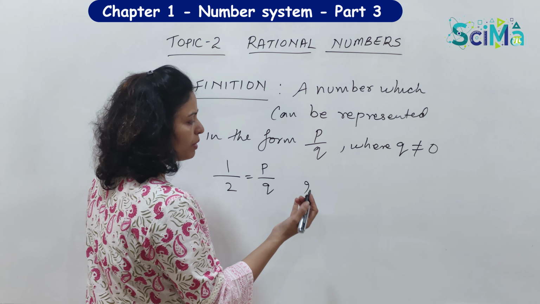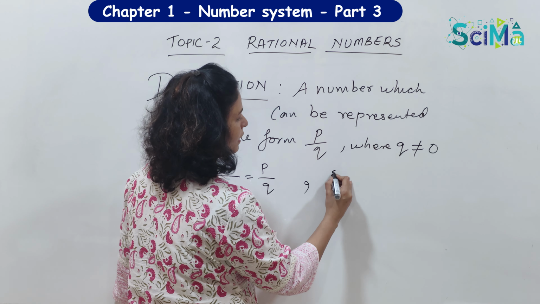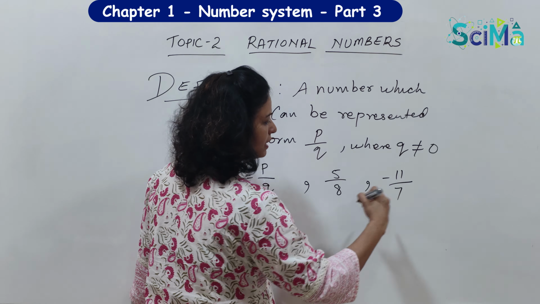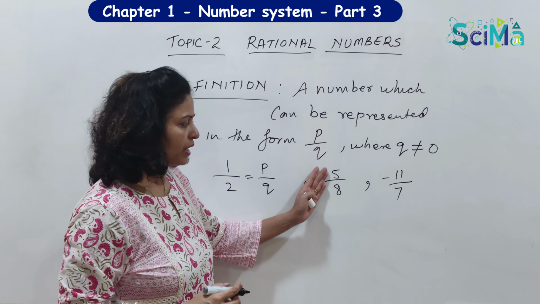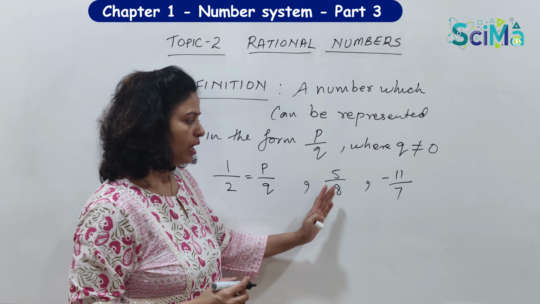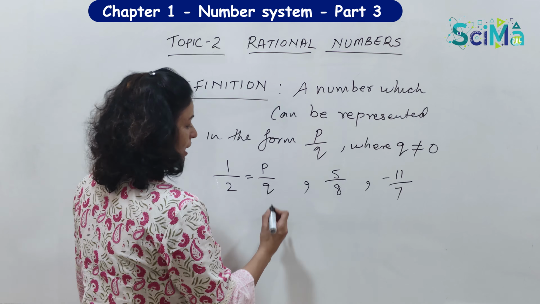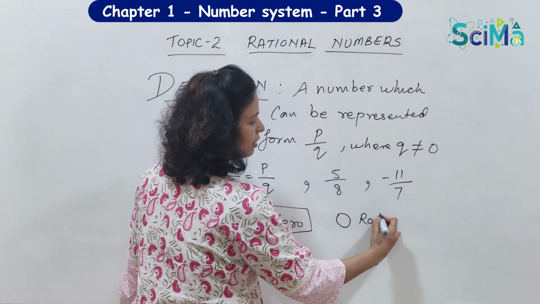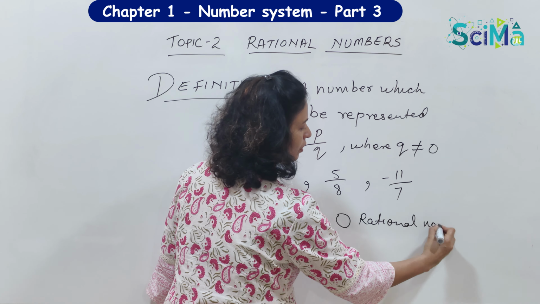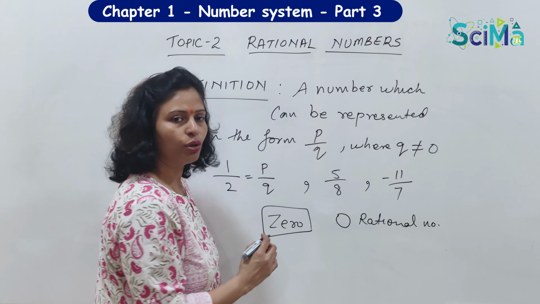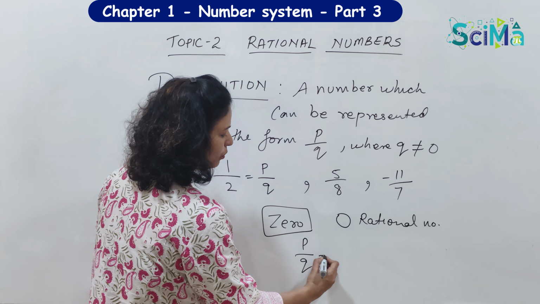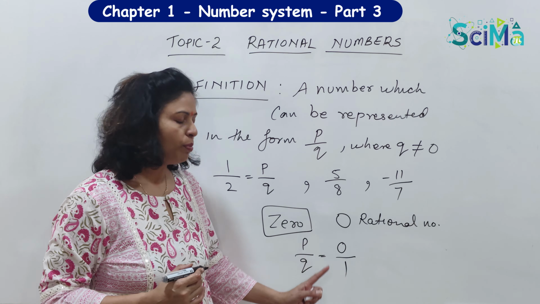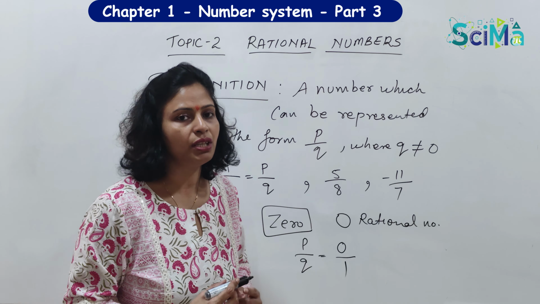If we take some other examples, say 5 by 8, or I can take minus 11 by 7, even negative numbers also. So we can write in the form of p by q where q is not equal to 0. So even 0 also is a rational number. Why? Because we can write 0 also in the form of p by q, that is 0 by 1. So 0 can be written as 0 by 1, so 0 also becomes a rational number.